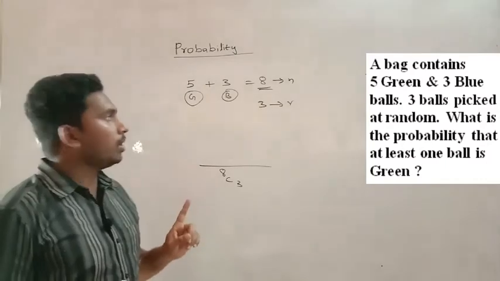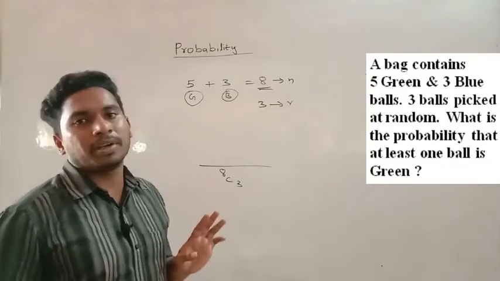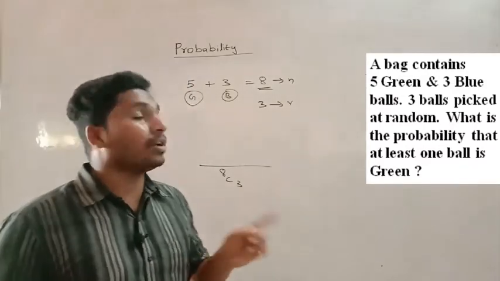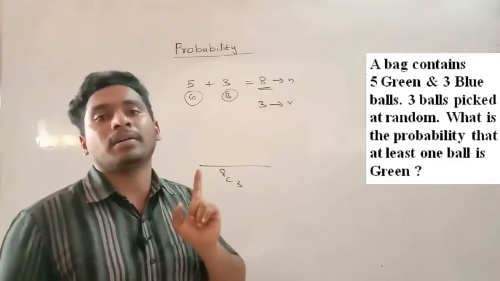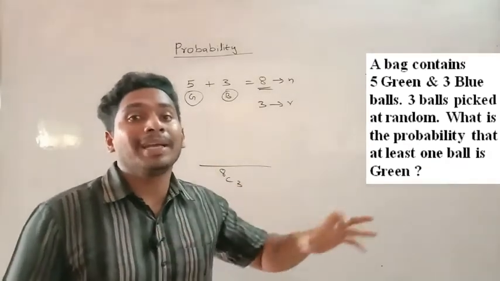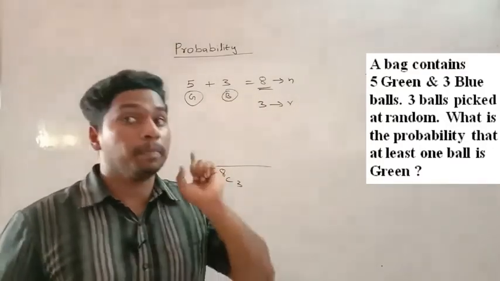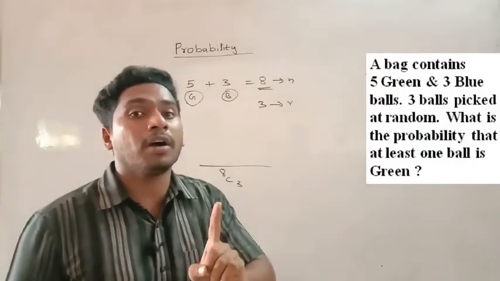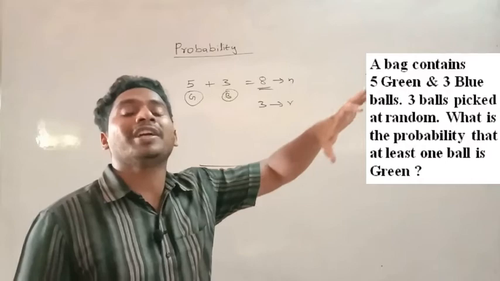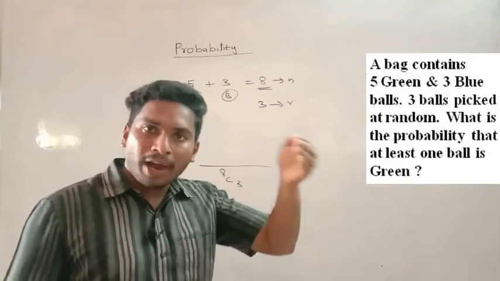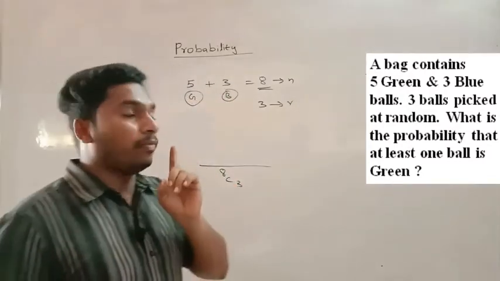Now let us see the condition: probability that at least one ball is green. Whenever there is an at least or at most statement in the question, you must be very aware. There may be multiple cases possible, which are separated by OR. Whenever there is OR for different cases, case 1 or case 2, you have to add them to get the final answer. You have to be very careful.